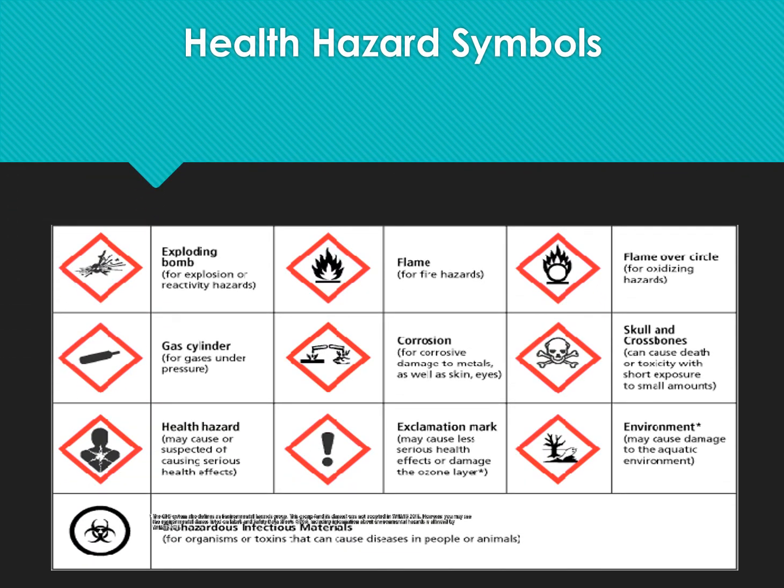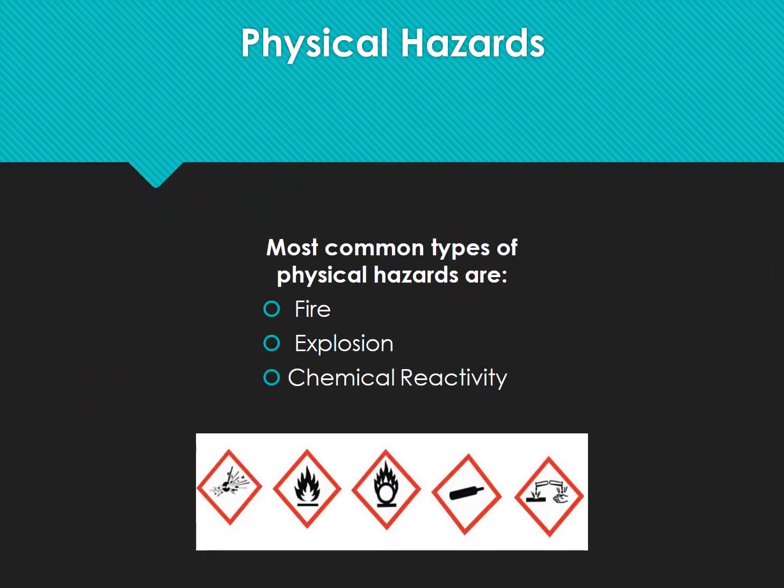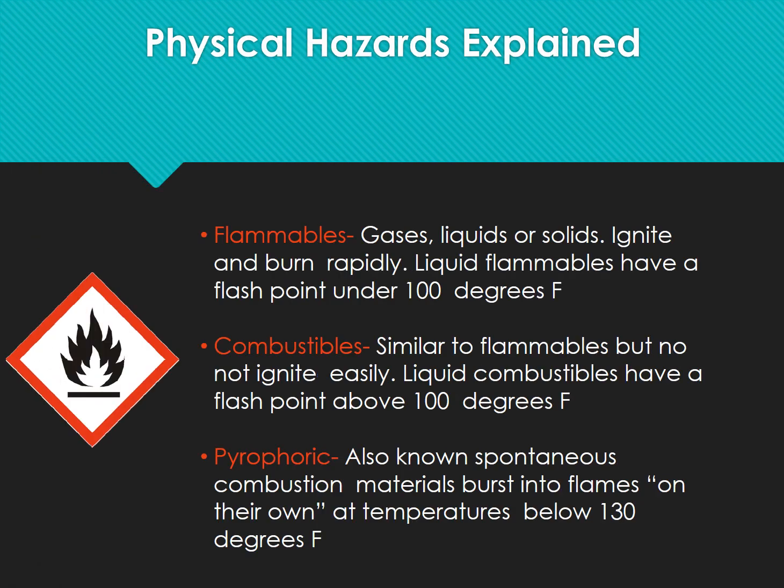Here is a slide of the hazard symbols used in labeling. Please take a few seconds to review this sheet. The most common types of physical hazards are fire, explosion, and chemical reactivity. Please be aware of the differences between flammables, combustibles, and spontaneous combustibles.